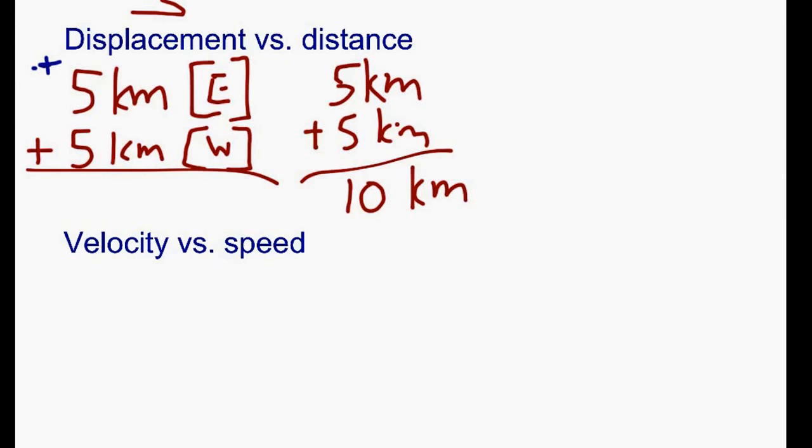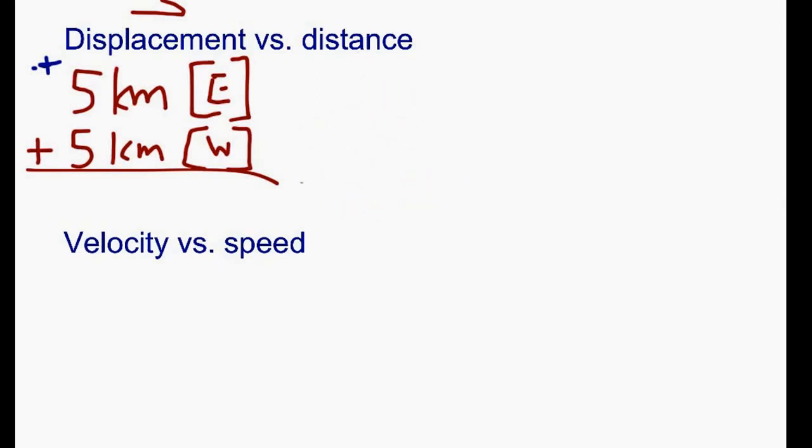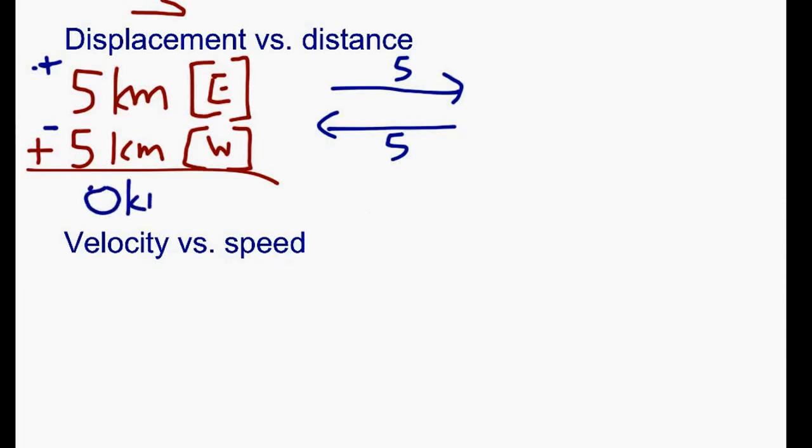Let me just clean this part up. Right? Because if we went 5 kilometers east, that would be like going 5 in that direction. And then 5 kilometers west would be going 5 in the opposite direction. So that would be sort of like our negative. So 5 plus 5 and minus 5 together would be 0.